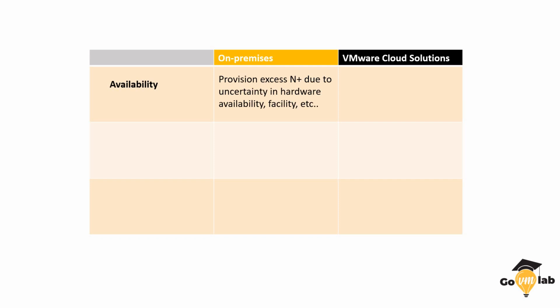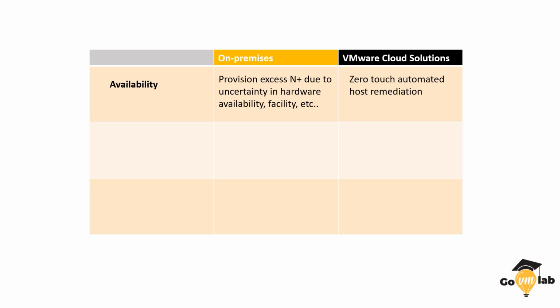If I have 50 servers which are required to run all of my applications, I will deploy an additional 10 to 15 servers to handle those kinds of scenarios, which means that we are going to provision additional hardware just to handle hardware faults and unavailability in the environment. In the VMware Cloud solutions, there is no need of having additional hardware to be provisioned.